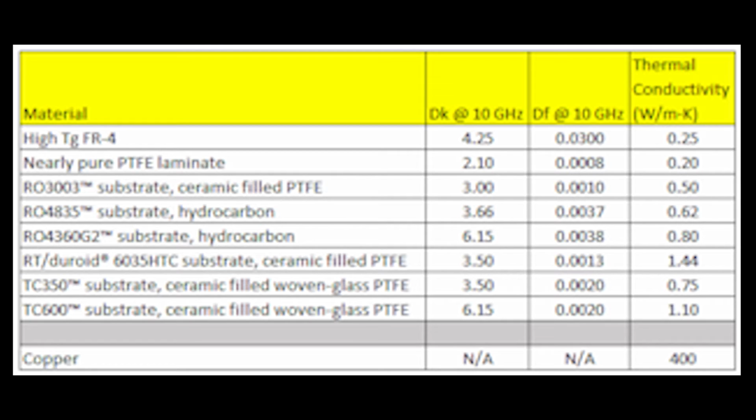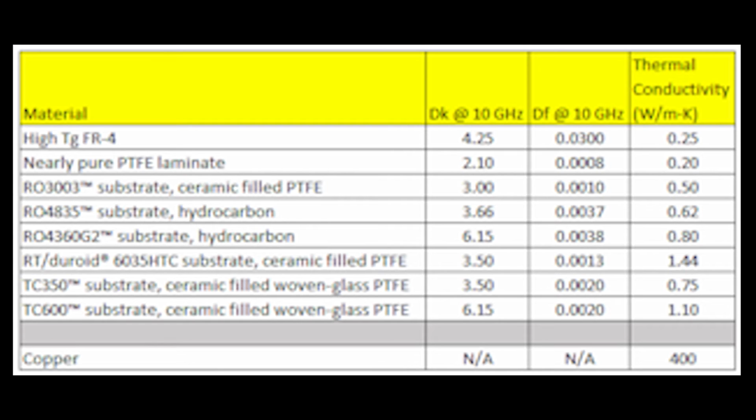Now some of the other materials on here are often used in high power applications. The RO4835 and the RO4360G2 substrates. These are non-PTFE materials that are very often used in high layer counts, and as you can see, they have low loss at dissipation factor of 0.0037 and 0.0038, and even more importantly, the thermal conductivity is actually very outstanding at 0.62 for the 4835 material and 0.8 for the 4360G2 materials.